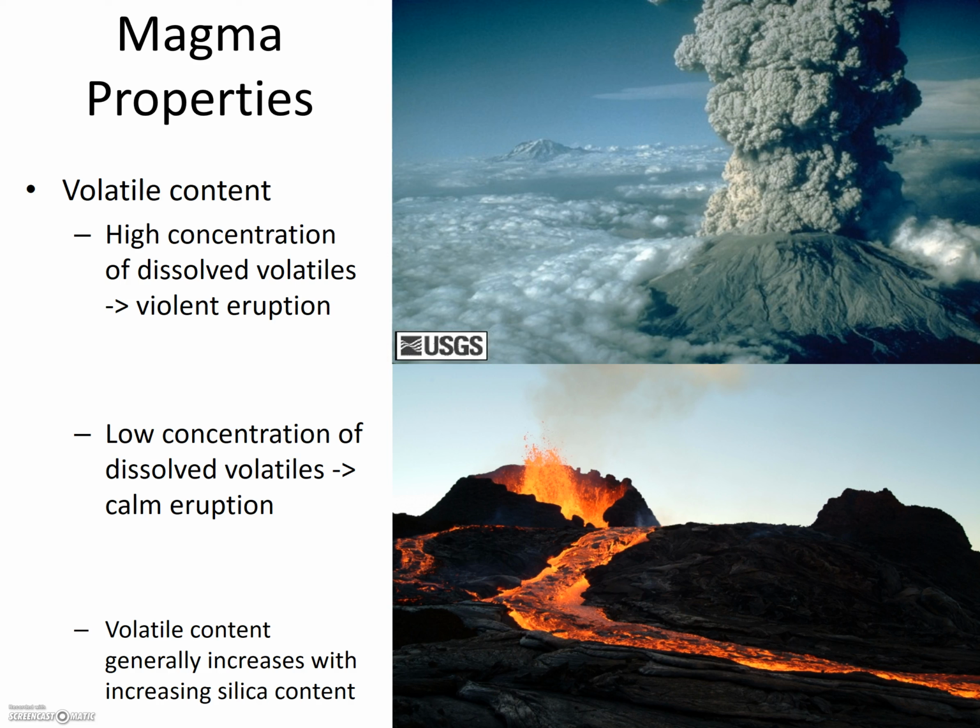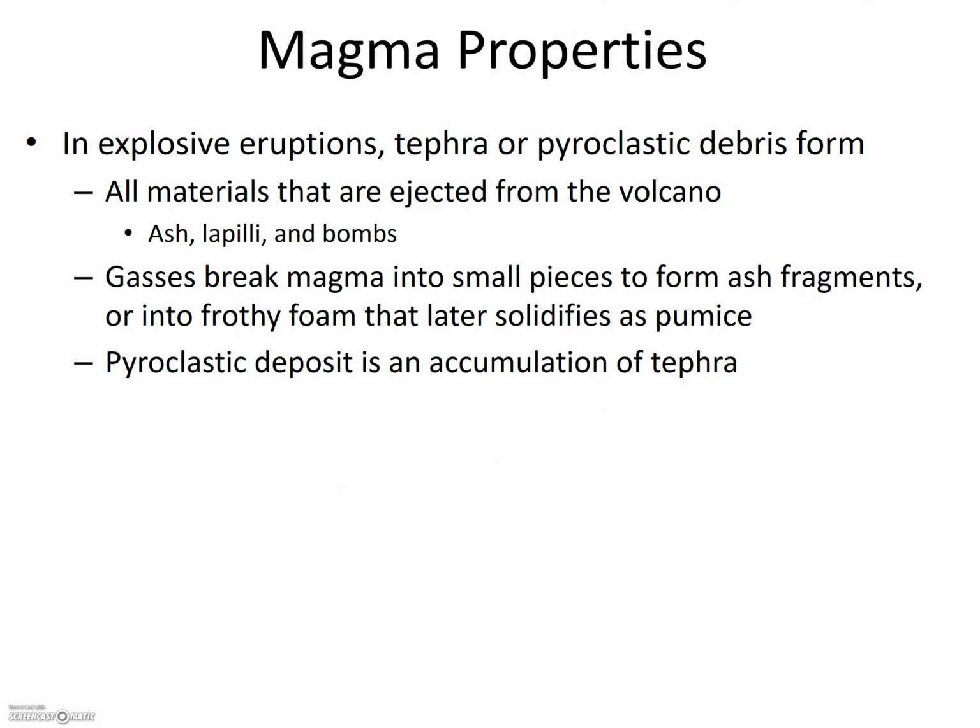In explosive eruptions, tephra and pyroclastic debris form. These include all materials that are ejected from the volcano, such as ash, lapilli, and bombs. Gases break lava into small pieces to form ash fragments, or into frothy foam that later solidifies as pumice. A pyroclastic deposit is an accumulation of tephra, or pyroclastic debris.